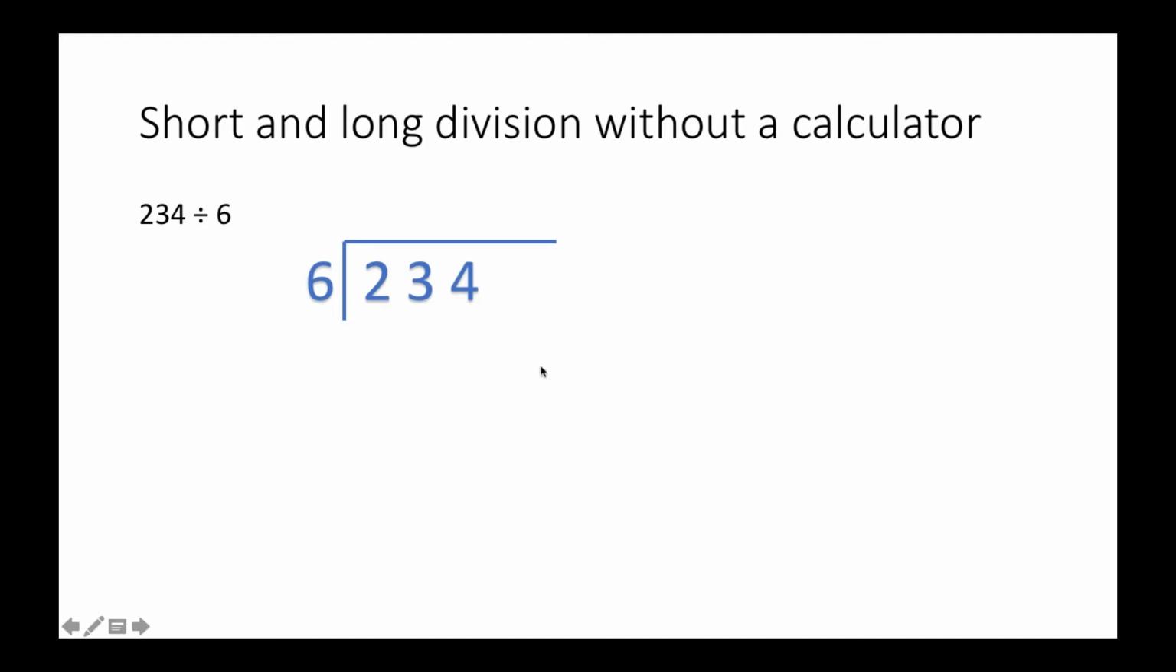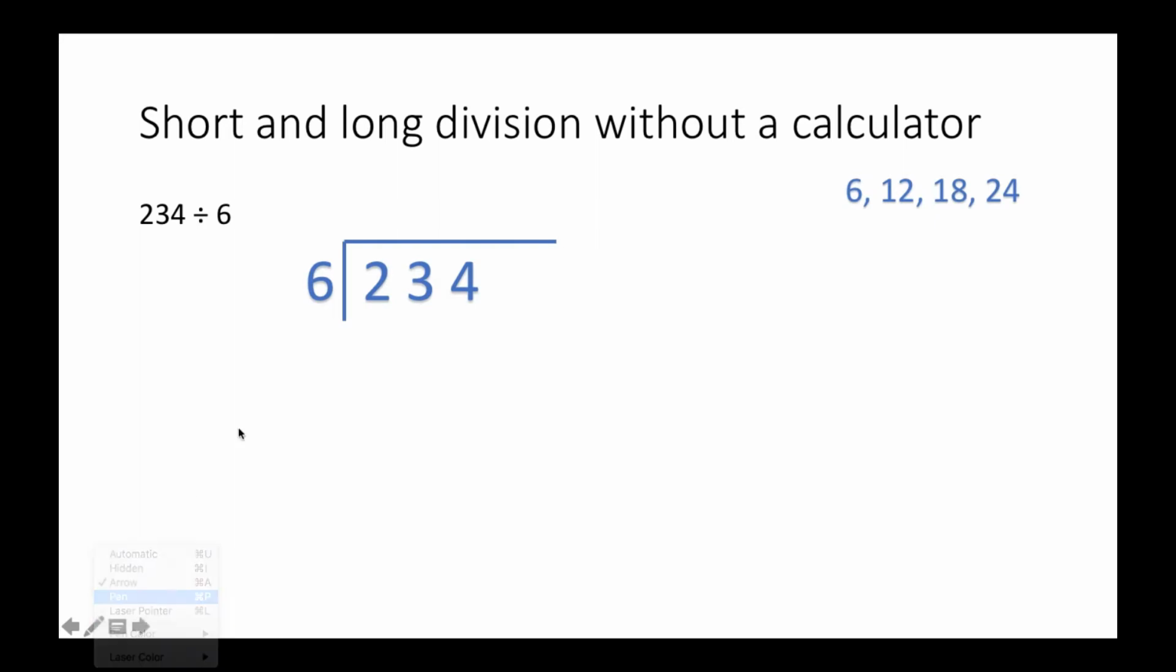Now, because I'm dividing by 6, it might be quite helpful to put some of our 6 times table down. If you don't know your times tables, which I do advise that you learn, you could write some down just to help you. So first of all, I know I can't put 6 into 2, because 2 is smaller than 6. So instead I'm going to use 23.